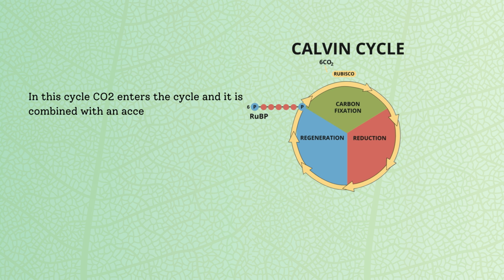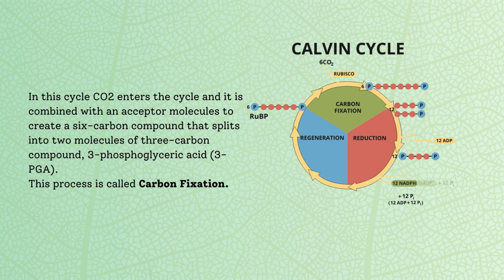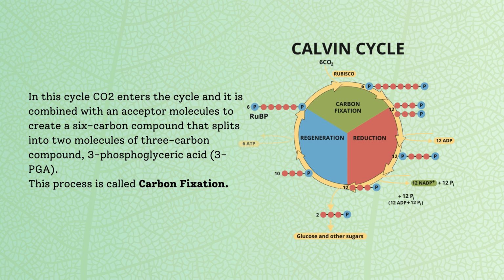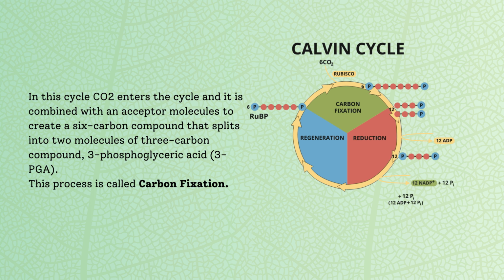In this cycle, CO2 enters the cycle and is combined with an acceptor molecule to create a 6-carbon compound that splits into 2 molecules of a 3-carbon compound, 3-phosphoglyceric acid, 3-PGA. This process is called carbon fixation, and we'll explain it in more detail in a separate video.